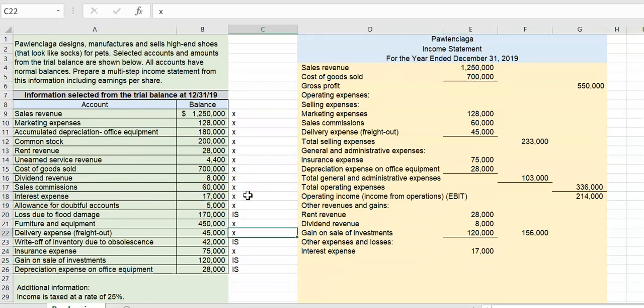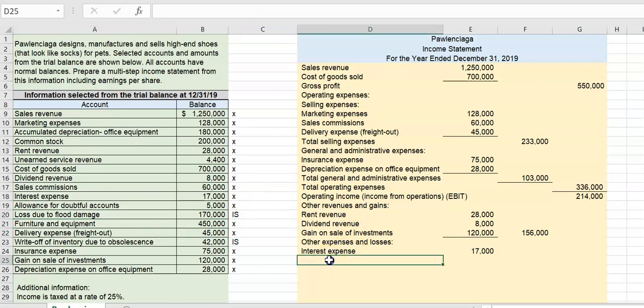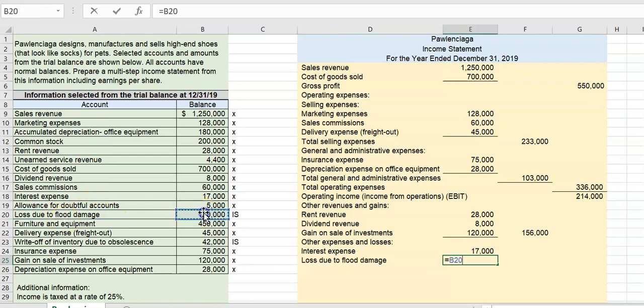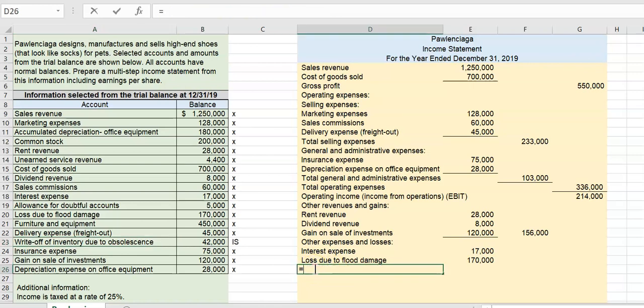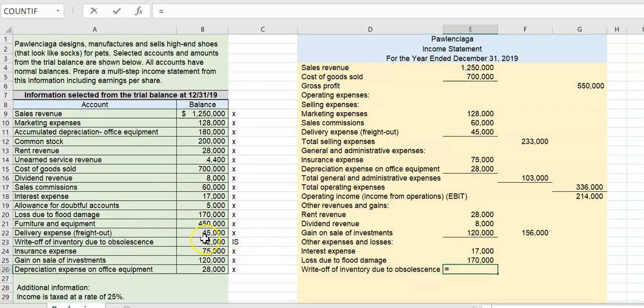Okay, so I've used this. I think there's a few things I never checked off here. Now I have just these last two items here. The loss due to flood damage is an other loss. That's an infrequent and unusual item. Hopefully there aren't too many floods, and if there are, we shouldn't be losing so much. We should be insuring more and therefore having insurance expense as part of operations rather than frequently seeing loss due to flood damage. Finally, we have the write-off of inventory due to obsolescence.